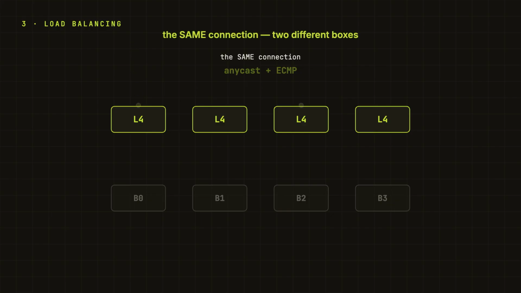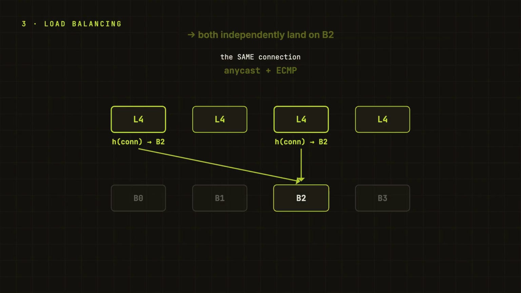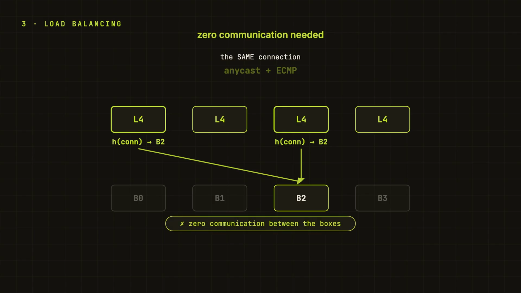If the packets of the same connection can land on different boxes, how do all the boxes agree on which backend that connection belongs to? And the answer is close to the ring. Every box hashes the connection in the exact same deterministic way, so they all independently land on the same backend. No communication needed between them at all.